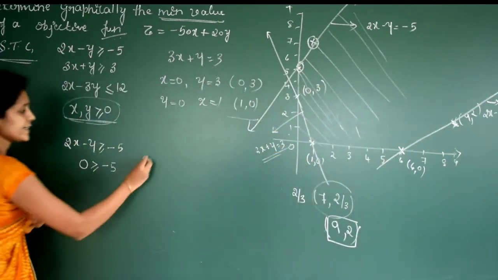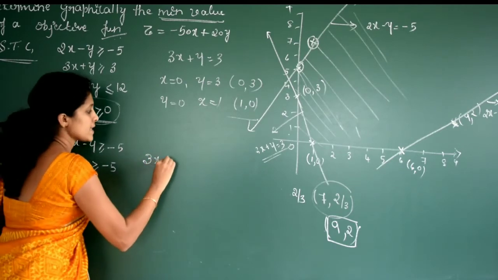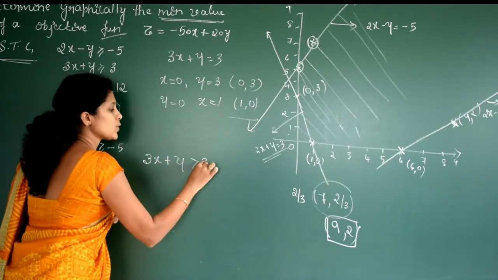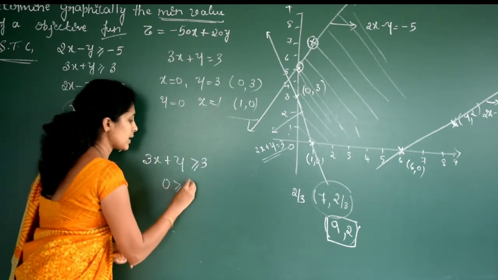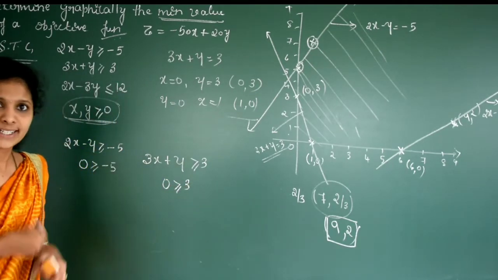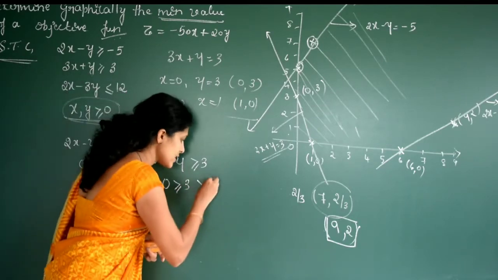Now, the second line, 3x plus y greater than or equal to 3. If you substitute the origin, 0 greater than or equal to 3. Is it true? No, right? 0 is less than 3. So this is not possible.